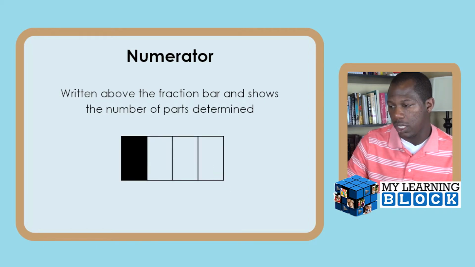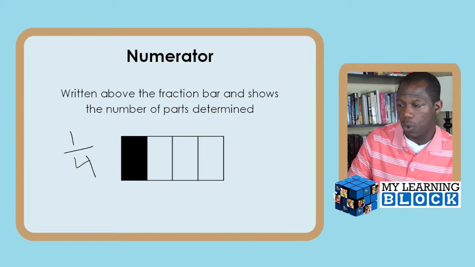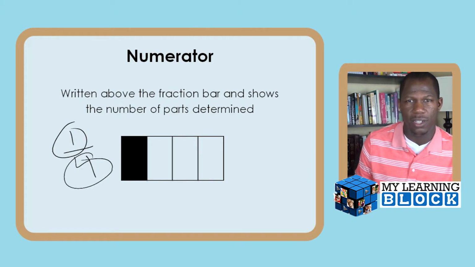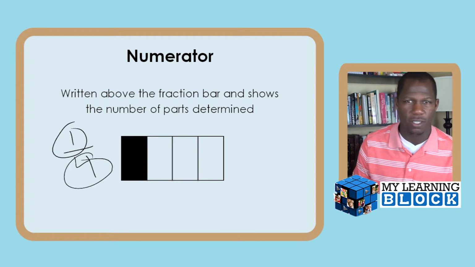And again, remember looking at this one, we have 1 that is colored out of 1, 2, 3, 4, which are colored. So we have 1 out of 4 as our numerator. So 1 is our numerator, 4 is our denominator. And I couldn't come up with another saying for the numerator, so it'd be okay.